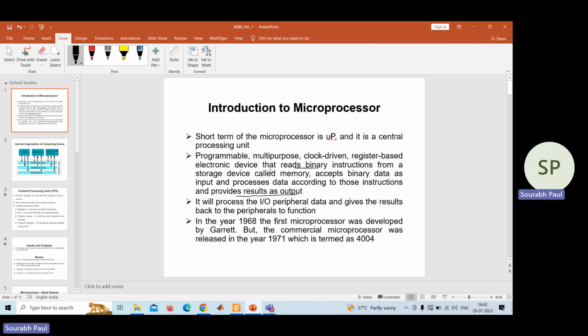Then after that, what is written is that it reads binary instruction from a storage device. So suppose a programmer is writing some code. That code will be stored in the memory, and the processor will read those instructions from the memory and accordingly it will do the operation. Okay, so that's why it is written: it reads the binary instruction from a storage device called memory.